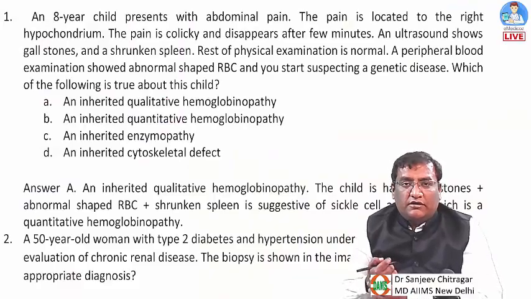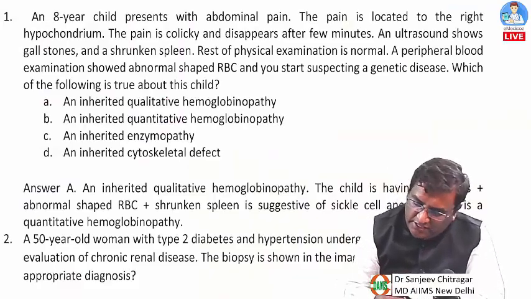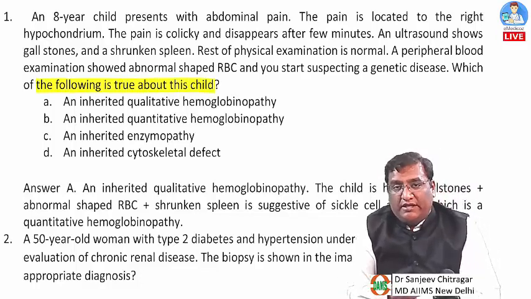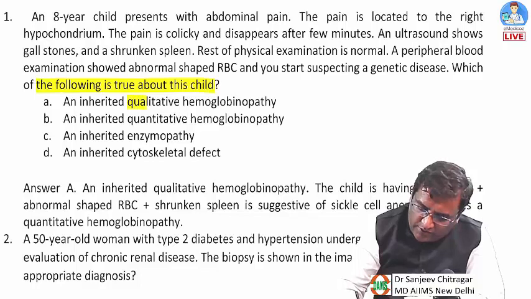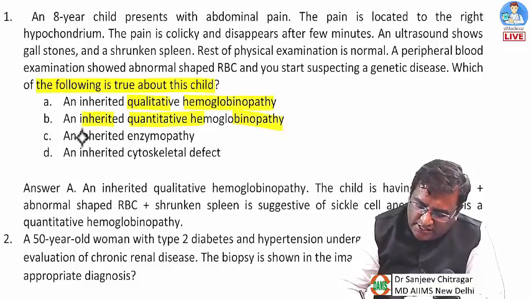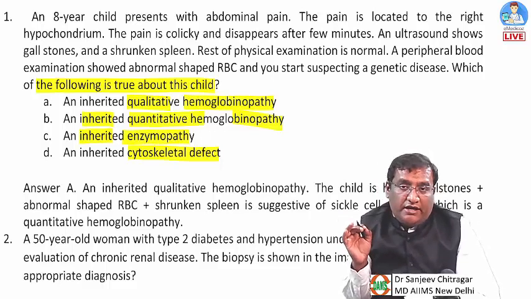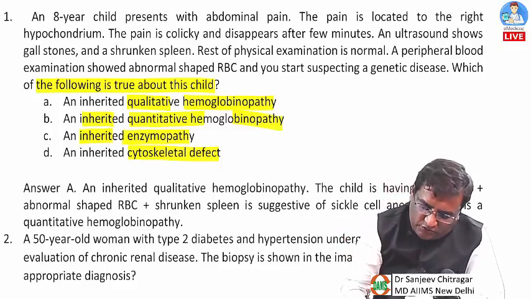So let me look at the first question that we are seeing here, the last line. Which of the following is true about this child? They have asked: an inherited qualitative hemoglobinopathy, inherited quantitative hemoglobinopathy, inherited enzymopathy, inherited cytoskeletal defect. Looking at this, the examiner is asking about inherited hemolytic anemias. Let me start with the question.